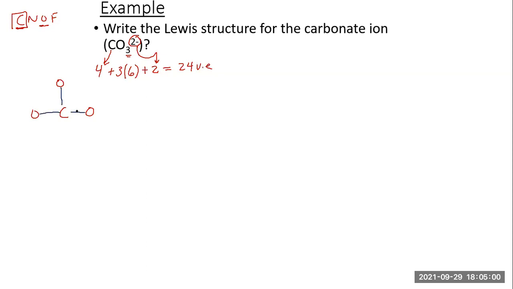That is now, each line represents 2 electrons, so 2, 4, 6 electrons we used. If we subtract that from our total, that's a lot of math there. That is 18 more electrons, I think, to go. Those 18 electrons will go on the outside atoms first, again in pairs.